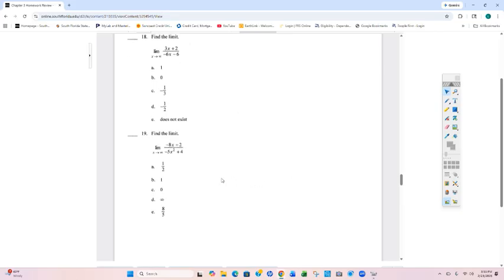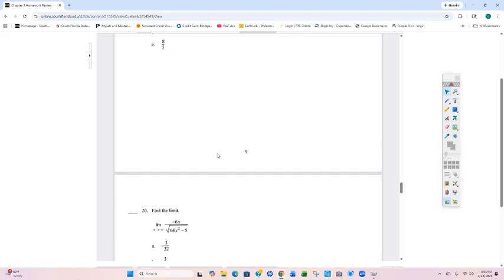Number 18, find the limit. It says limit as x approaches infinity. This is a fraction. The numerator is 3x plus 2. The denominator is negative 6x minus 6. Answer A is 1, B is 0, C is negative 1/3, D is negative 1/2, E is does not exist. The answer to 18 is D, and this is from section 3.5.